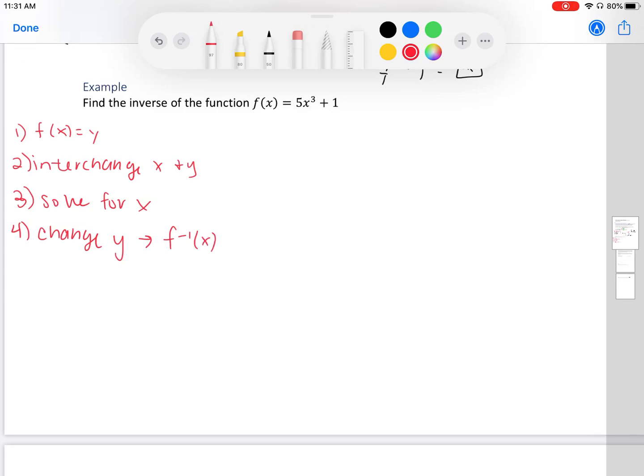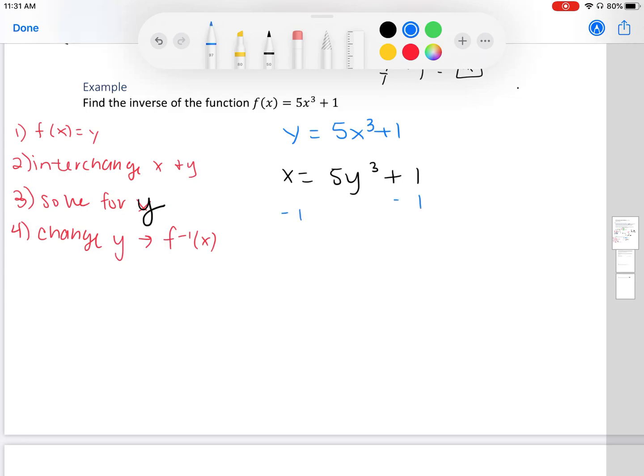So let's go ahead and follow our steps. First I want to change f of x to y. So I have y equals 5x cubed plus 1. Then I want to swap them, so that I have x equals 5y cubed plus 1. And then I want to solve. Then you want to solve for y. So you want to get y by itself.